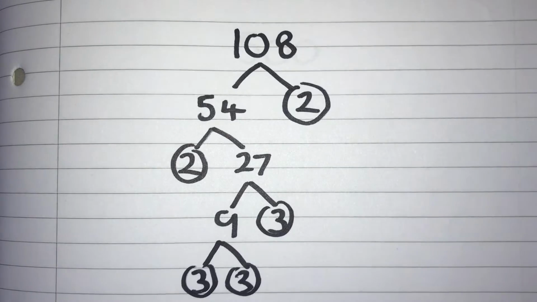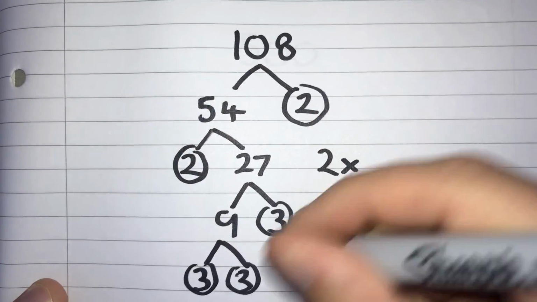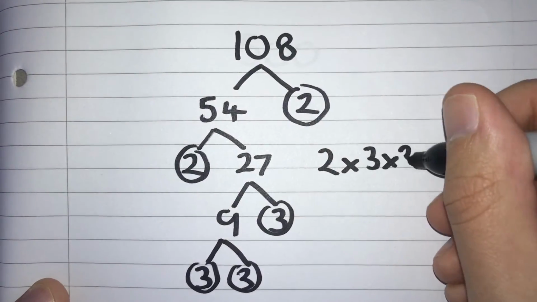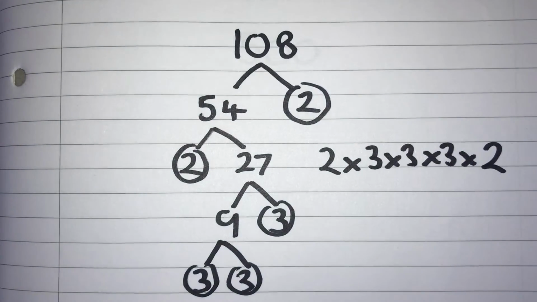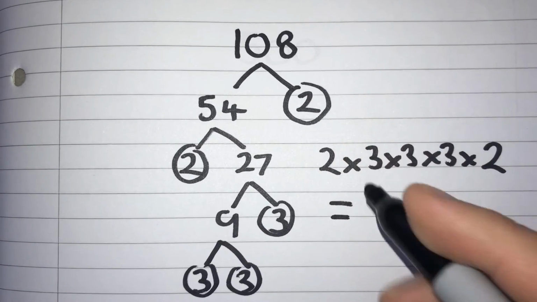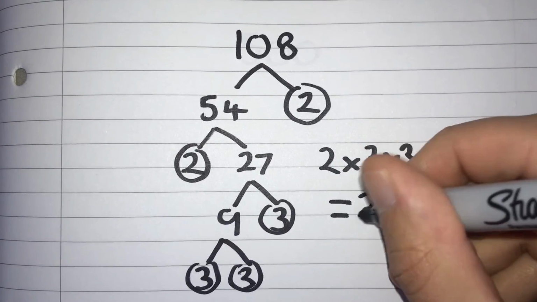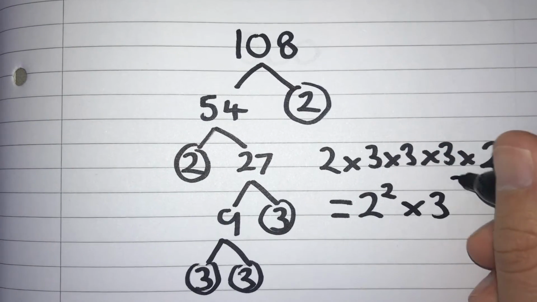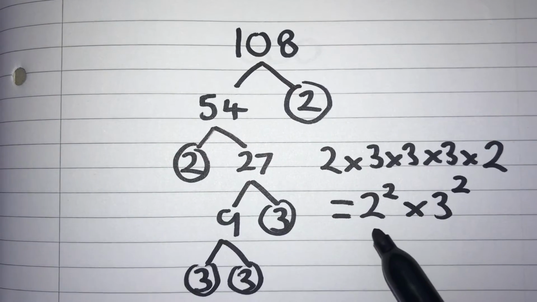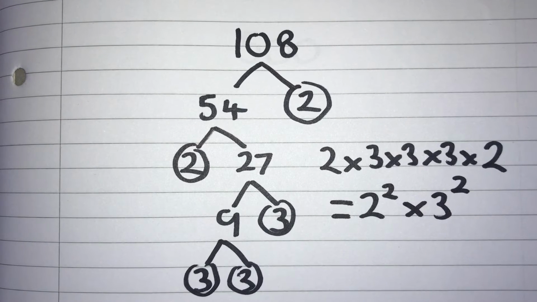So we could write 108 out as 2 times 3 times 3 times 3 times 2, which of course we can then change into our index form. 2 times 2, well, that's 2 squared. 3 times 3 times 3 is 3 cubed. So our answer for 108 is going to be 2 squared multiplied by 3 cubed.